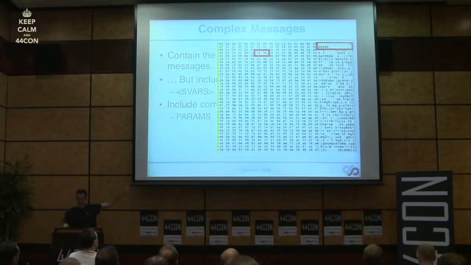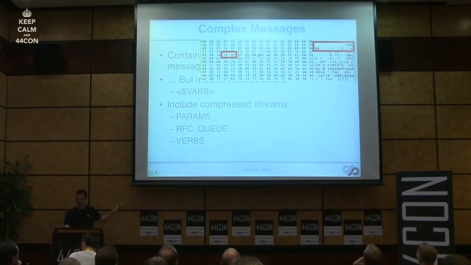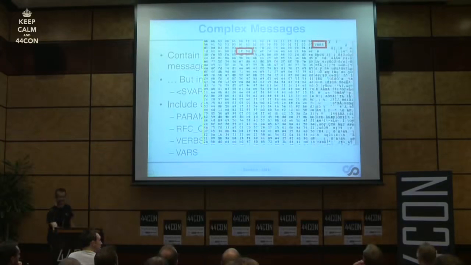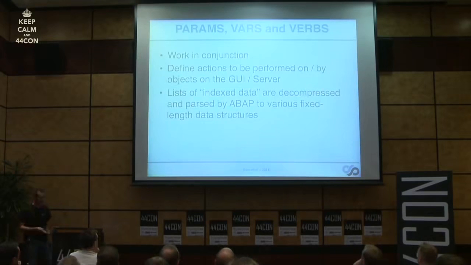If you'll see that's highlighted, you'll spot the magic which is highlighted in red over there. There's one called RFCQ, same thing. It looks like that. It's also got a magic. There's one called verbs, same thing. And finally one called vars. These are really interesting, and I'm going to go through them all now. The three that are really interesting are params, vars, and verbs, because they all work in conjunction with each other.